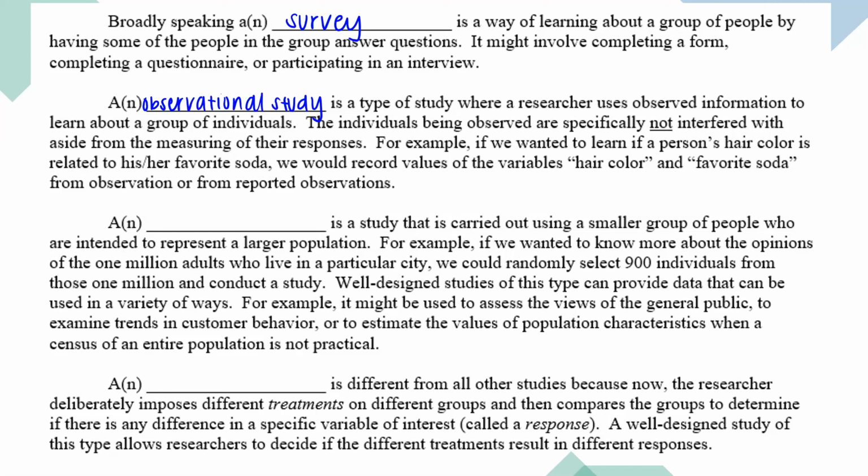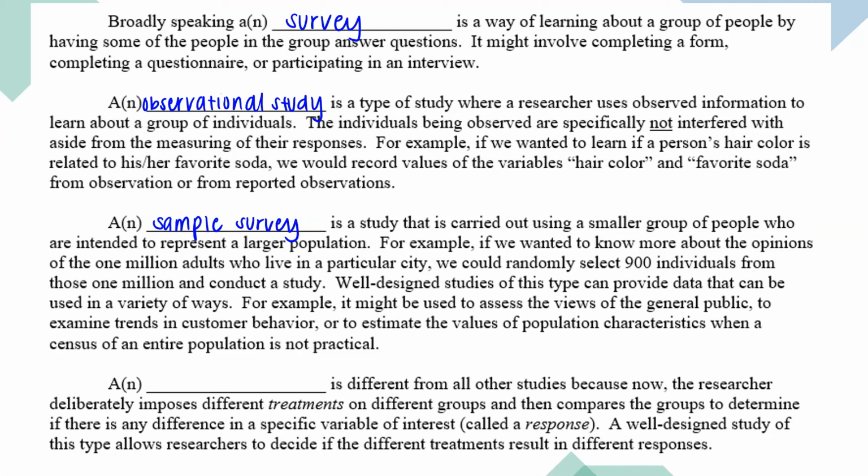An observational study is a type of study where a researcher uses observed information to learn about a group of individuals. The individuals being observed are specifically not interfered with, aside from the measuring of their responses. For example, if we wanted to learn if a person's hair color is related to his or her favorite soda, we would record values of the variables hair color and favorite soda from observation or from reported observations.